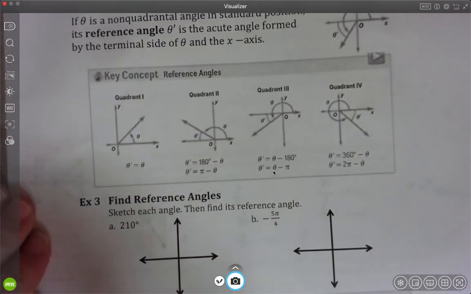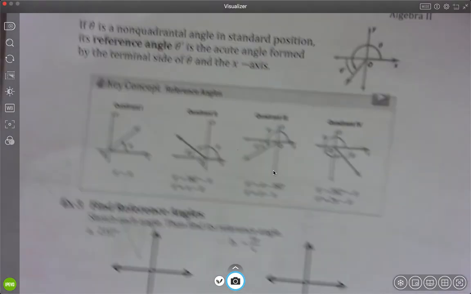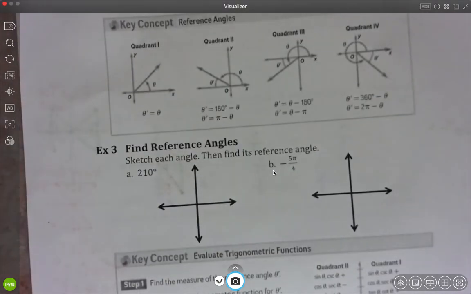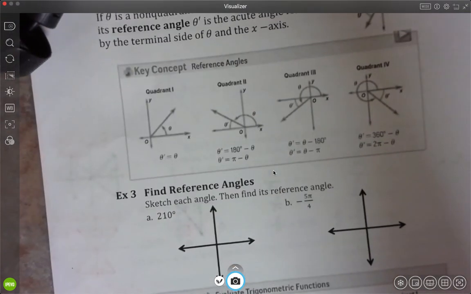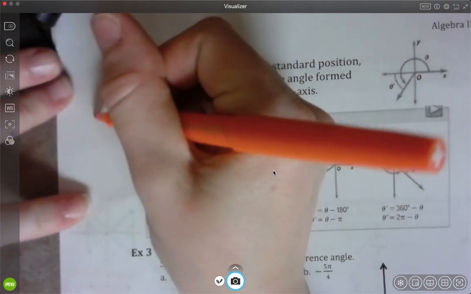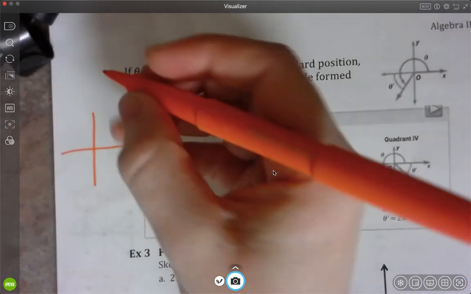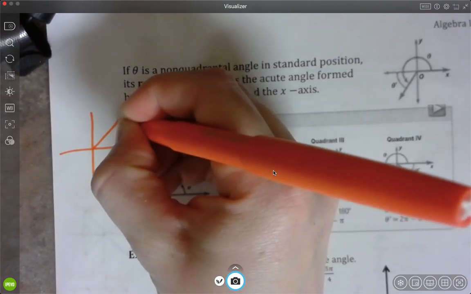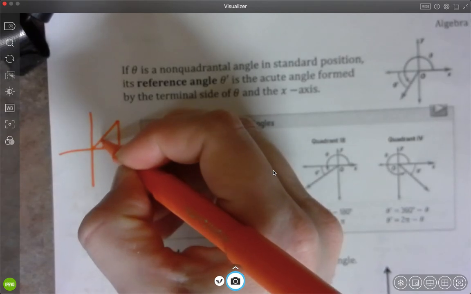All right, Algebra 2, this is the second half of section 9.3, which is trig functions. They start us off, we are on, I think, the second page, by talking about what a reference angle is. A reference angle, I'm going to go back to talking about those bow ties that we were doing in the last video. Let's say I have an angle here in the first quadrant. Your reference angle is going to be this guy right here.